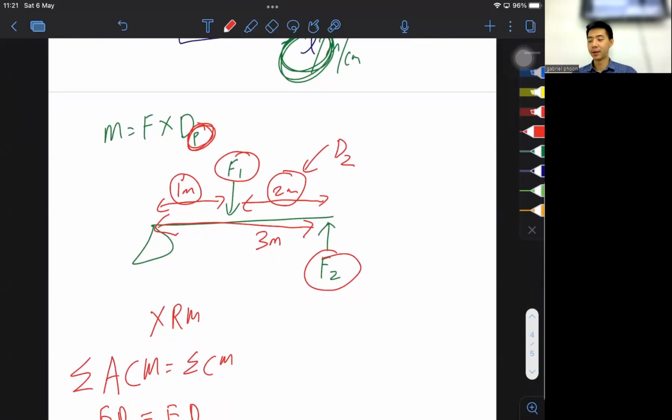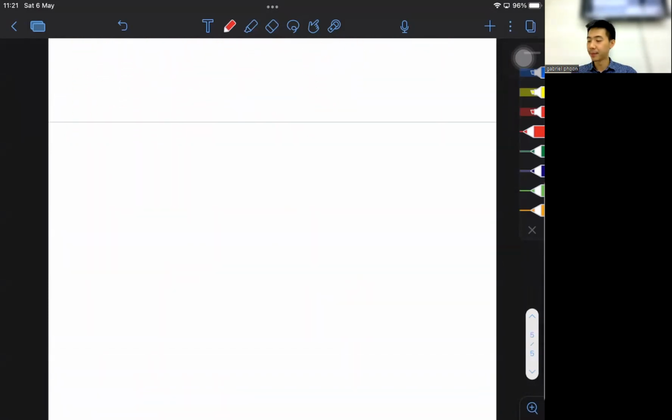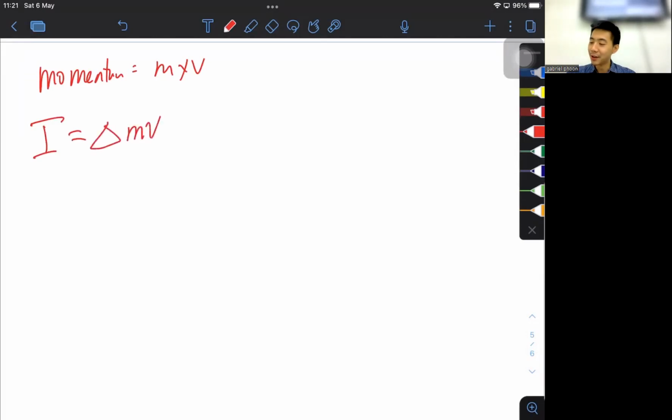Then what else is important? Okay, in terms of momentum. What's the formula for momentum again? Very good. Momentum equals mass times velocity. What about impulse? What are the 2 formulas for impulse again? Okay, very good. Wow, very good. Excellent. Are you going for the May June exam also? Okay, it'll be nice.